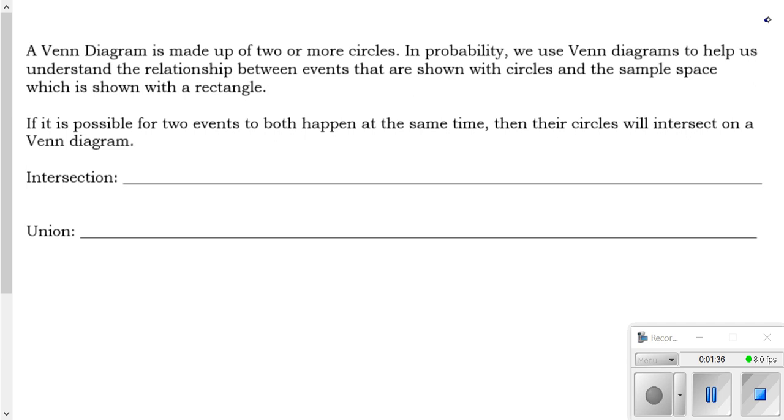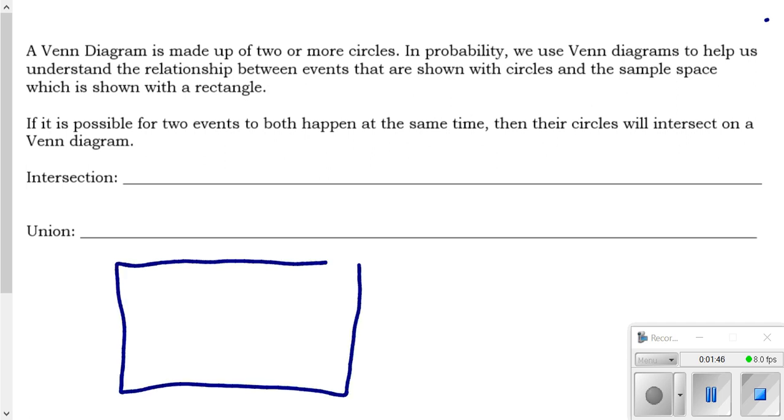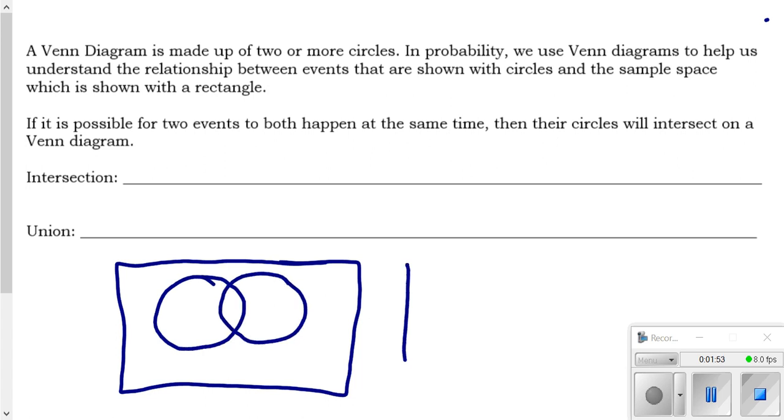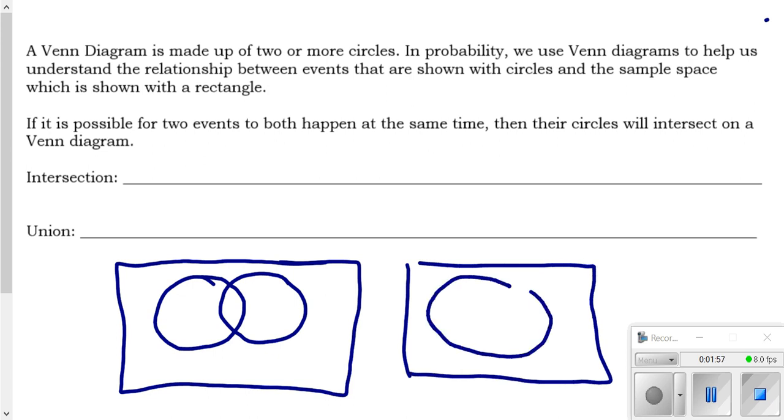All right, so to start out, we're going to think about Venn diagrams. So a Venn diagram is made up of circles, and you might see it as a picture like this, where there's a rectangle on the outside part, and then there's some circles inside. That's kind of the classic picture. It could also be like this, where there's one group and then there's another group that's a subset of that.